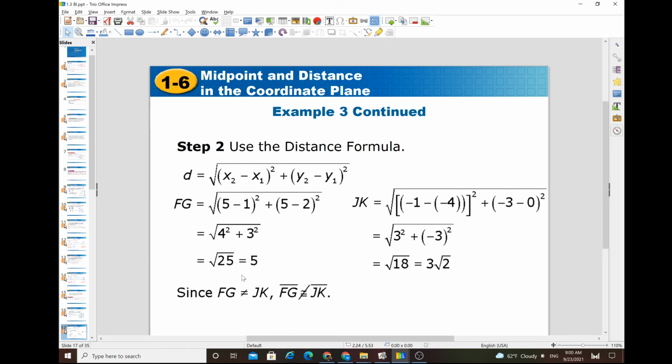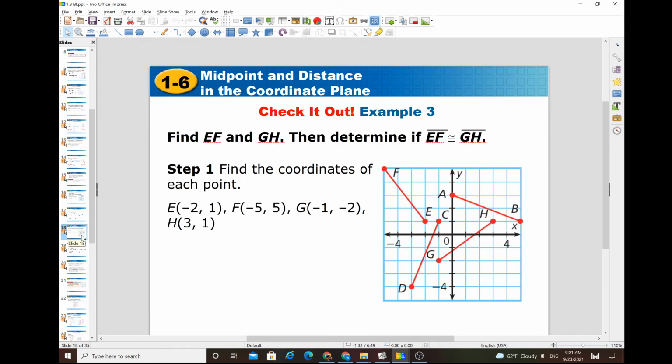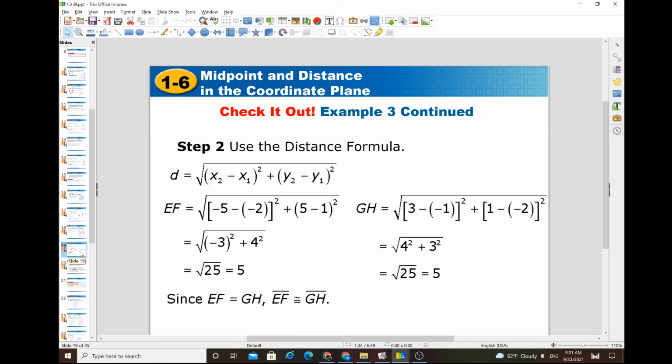One thing that we notice, two different distances, so FG is not the same as JK. That means they're not congruent, okay? So you see the slash, that means it's not congruent with JK. So for the distance formula, it's quite straightforward. And the other one is just like similar examples.